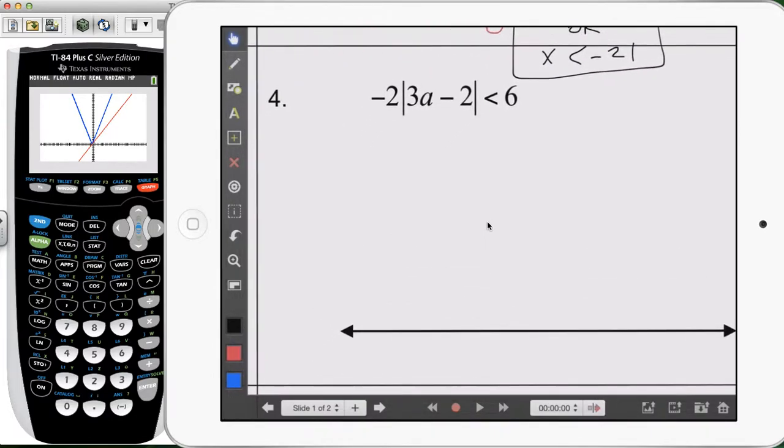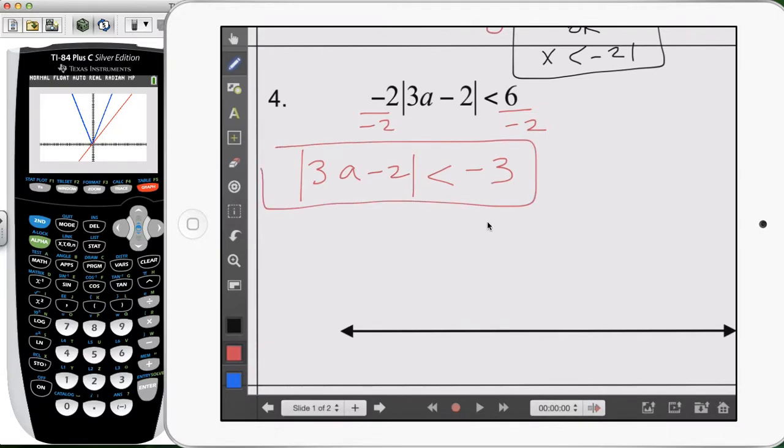Now again, when you want to solve something like this, you isolate the absolute value. Absolute value of 3a minus 2 is going to be less than negative 3. Now before you move on and divide into a left and a right equation, take a minute and look at this. Can an absolute value be less than negative 3? Is this possible? Can a distance be less than a negative number? Never. So that is no solution. But I made a mistake over here, because when you divide by a negative 2, what happens? The inequality shifts. So that's absolute value of 3a minus 2 is greater than negative 3.